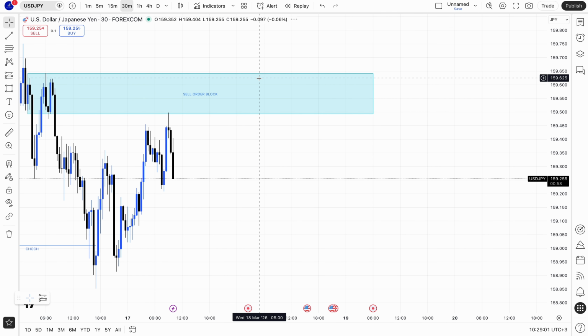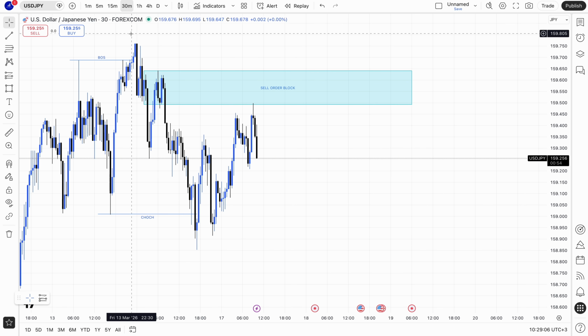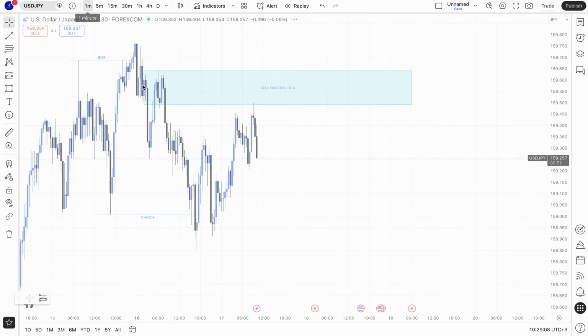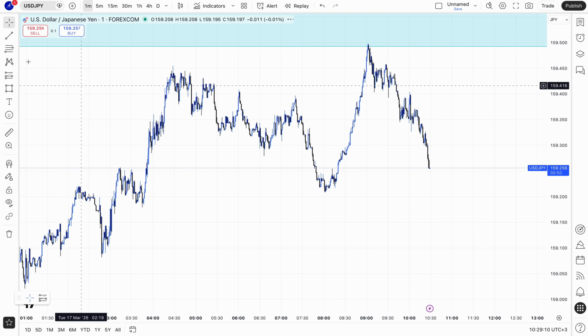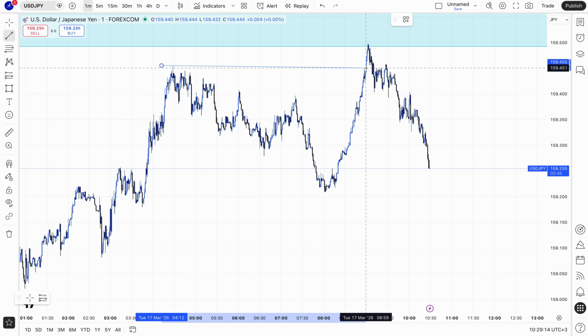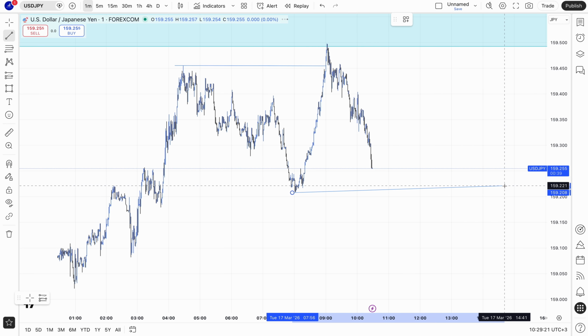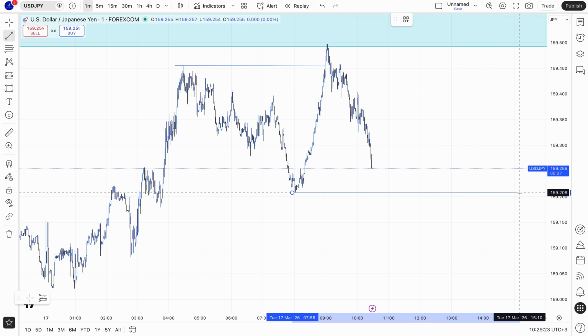Then you have to go to 30 minutes for confirmation. Then you got this confirmation from here. But if you move down to 1 minute, you haven't got that shift. We need to see that 1 minute structure shift from this sweep to this shift. We need to see this shift to the downside. We need to see it.